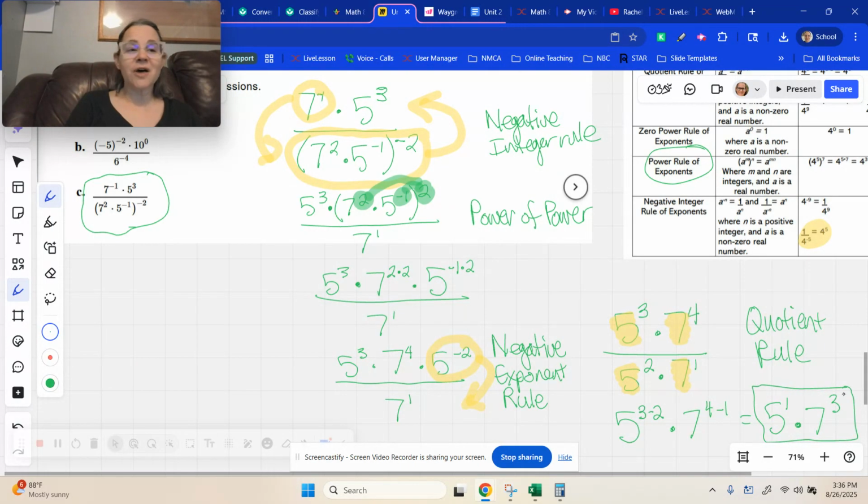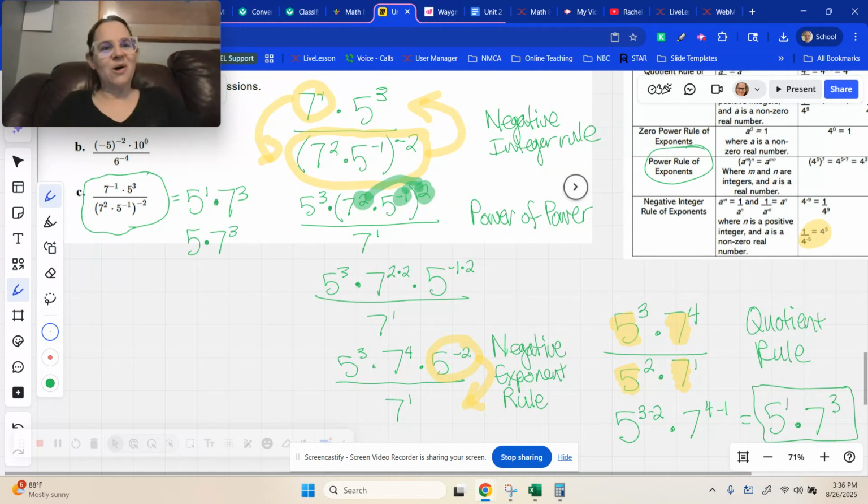Okay, fully simplified. All the exponents are positive. There aren't any more rules I can use. So now I'm done. But yikes, look at this problem. This was ugly. 5 to the first times 7 to the third. And a lot of times they'll just write 5 times 7 to the third power.